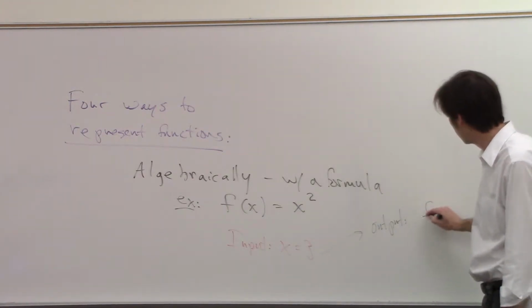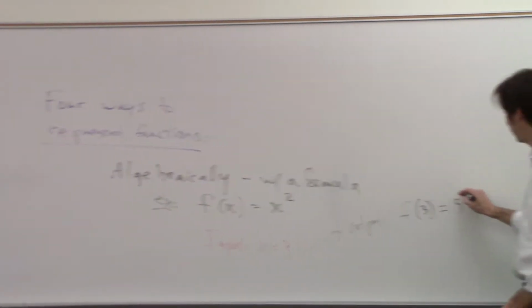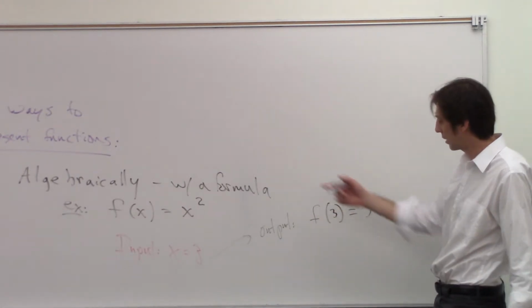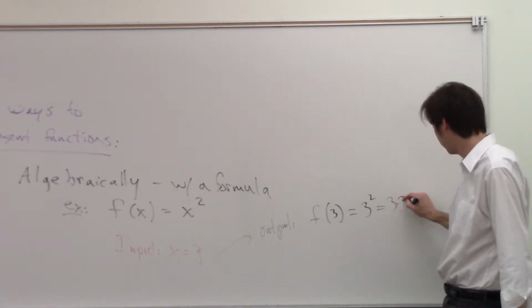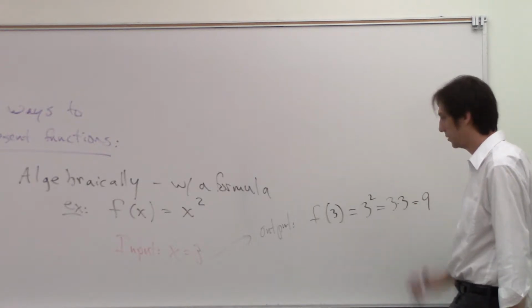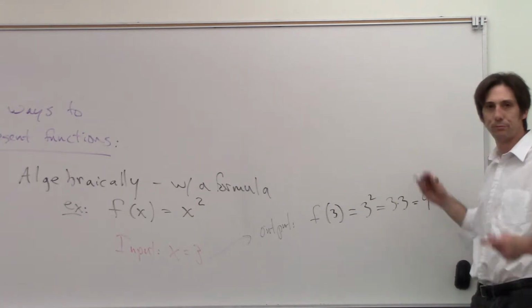And so the output here is f of 3 equals 3 squared. Again, I just replaced the x with 3. And then I know what 3 squared means. That means 3 times 3. And of course, that's 9. Okay, so the output when the input is 3 is 9.